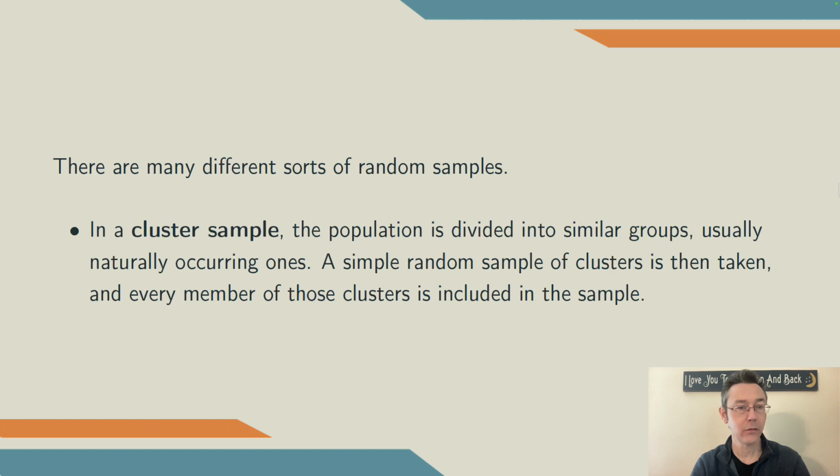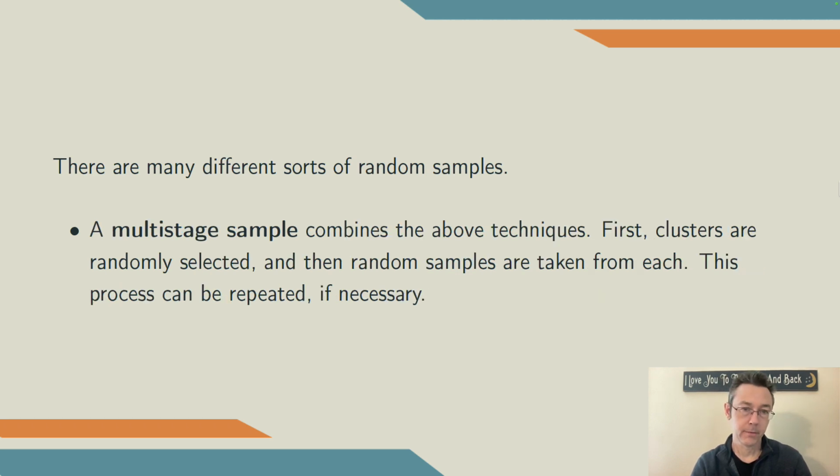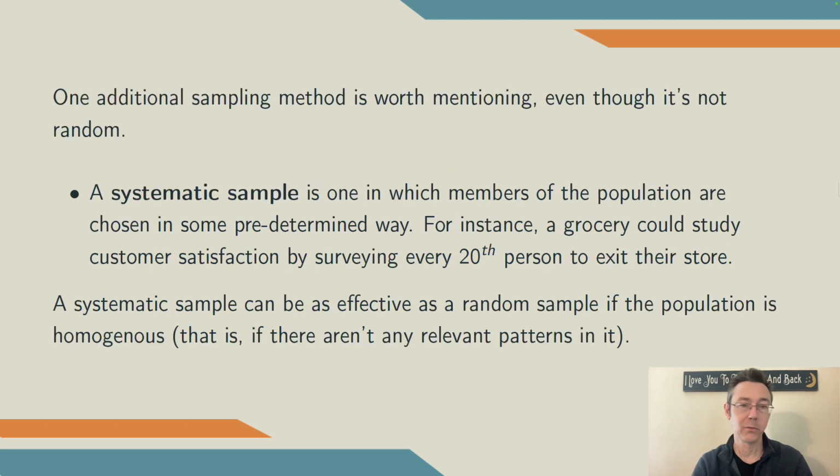So we divide things up just as we did with stratified random samples, but now instead of randomizing at the individual level in every group, we randomize among the groups and just take some of those. Finally, a multi-stage sample combines those last two techniques. We make some strata or clusters, we take some of them at random, and then instead of looking at everyone within each cluster, we take a simple random sample from each. And it's possible to repeat that process, having groups within groups.